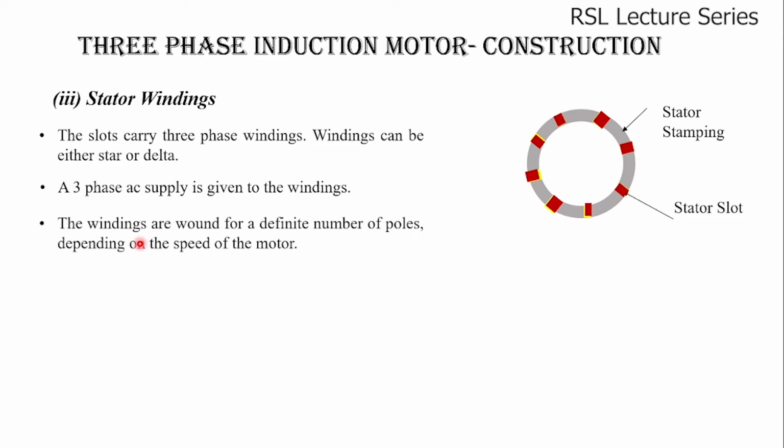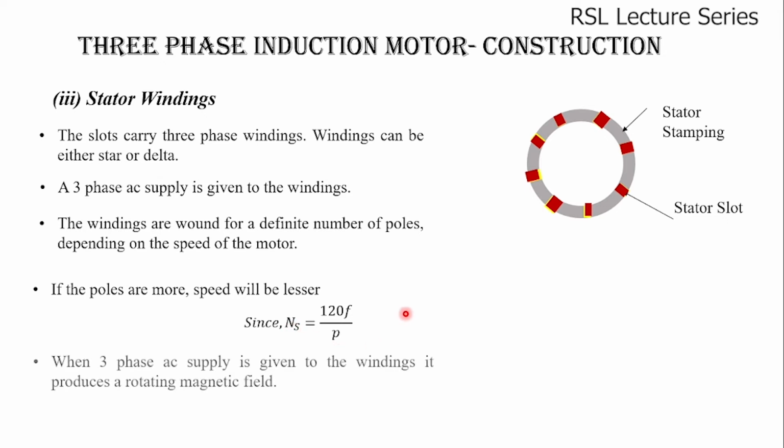The windings are always wound for a definite number of poles depending on the speed of the motor. If the poles are more, then the speed will be lesser, and vice versa, because Ns is given by 120f/P, so the speed and the poles are inversely proportional to each other. When a three-phase AC supply is given, as I said earlier, the windings produce a rotating magnetic field.